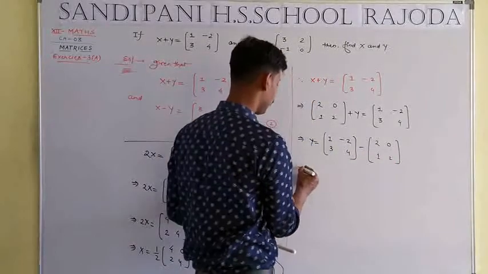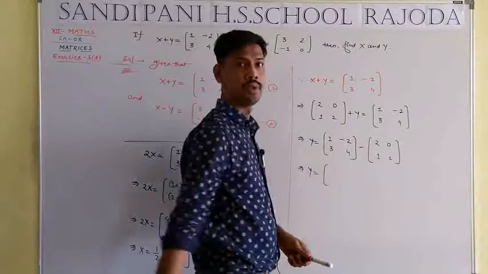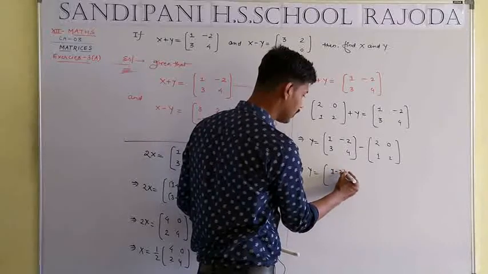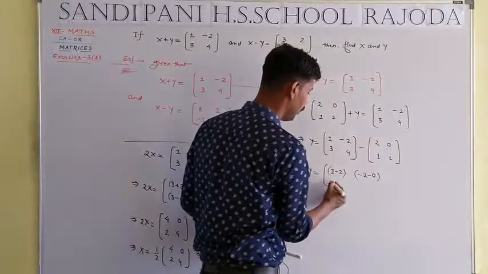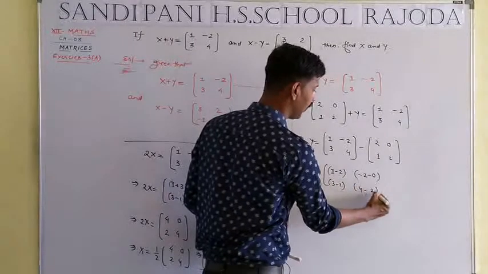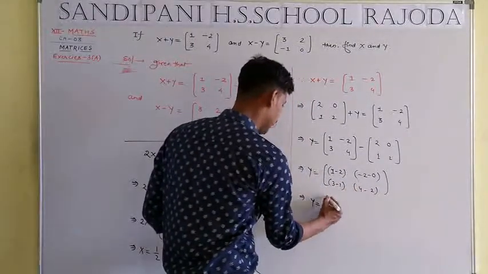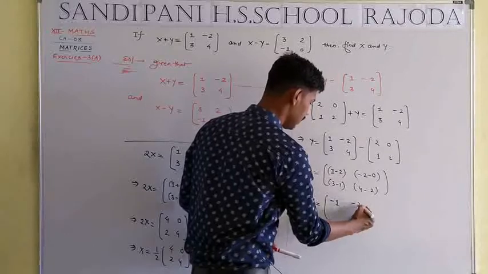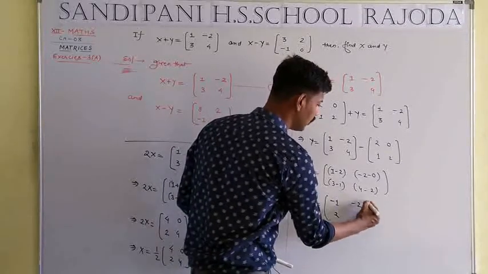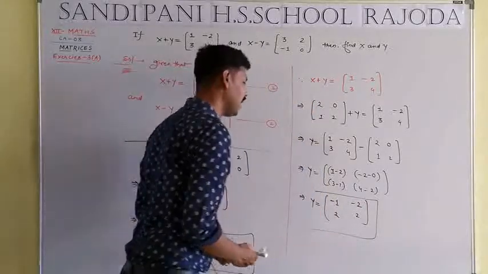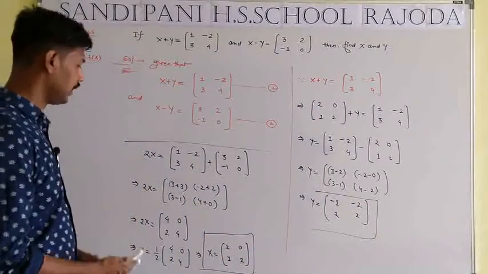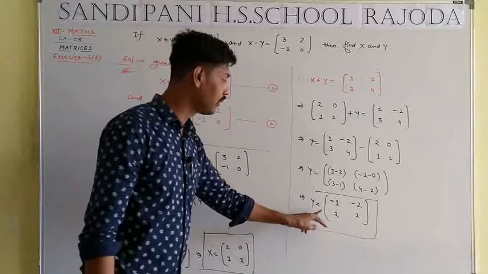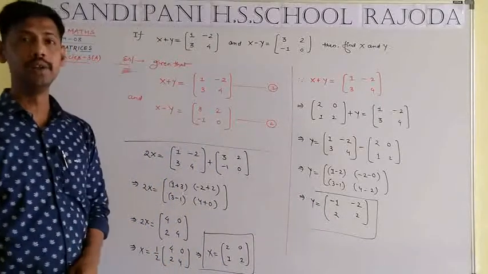How do we subtract? In the last video I explained: the first element subtract by the first element, 1 minus 2, then 2 minus 0, 3 minus 1 and 4 minus 2. So students, plus minus minus is 1, minus minus plus, 3 minus 1 is 2 and 4 minus 2 is 2. The required solution of the given question: here x will be equal to the matrix 2 0 1 2 and y will be equivalent to minus 1 minus 2 2 and 2.